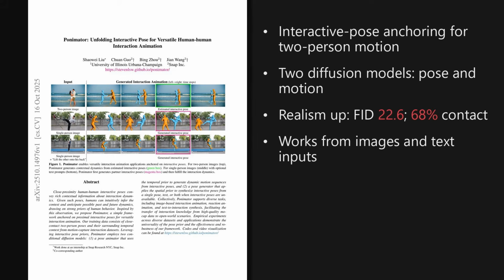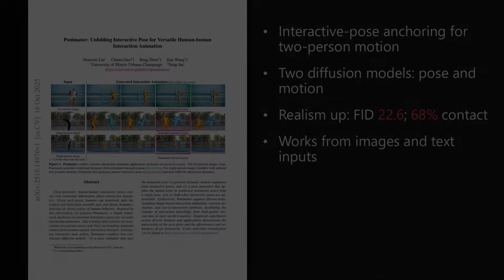The paper is titled Ponimator, Unfolding Interactive Pose for Versatile Human-Human Interaction Animation, and as we'll see later, the results are really impressive. In short, this paper separates spatial and temporal priors with paired diffusion models, runs efficiently, and supports image-based animation, reaction animation, and text-to-interaction synthesis that generalize to in-the-wild scenes.